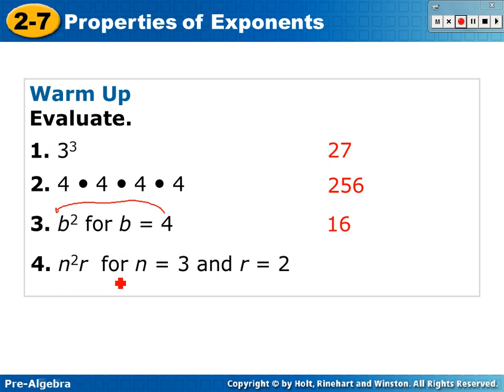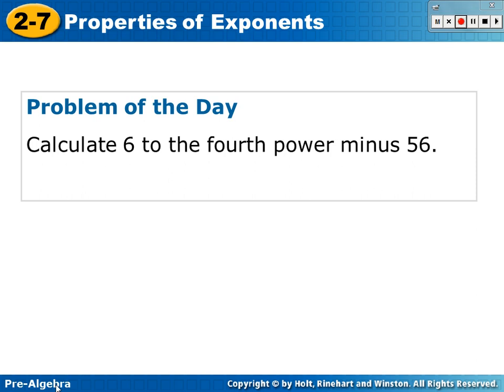And then finally we have 4, n to the second power, n squared, times r for n equals 3 and r equals 2. So I substitute in, so it becomes this, and then I substitute in the 2 for the r. So we should know that this really is written as 3 to the second power. And I'm going to put this in parentheses to show some separation, times 2. So 3 to the second power is 9. 9 times 2, that would give us an answer of 18. Okay, I'm not going to worry about this just yet. We'll come back to this maybe another time.